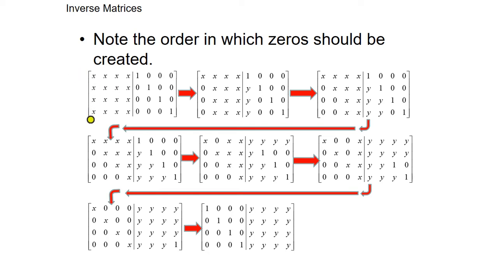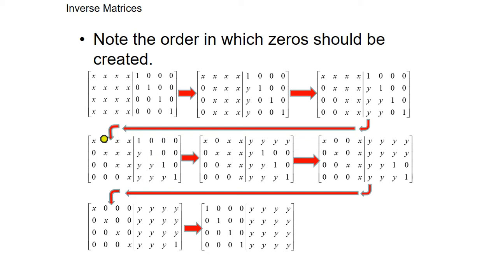We look for zeros in the 3 positions here by subtracting multiples of row 1. Then we look for zeros here in the 2 positions by subtracting multiples of row 2. Then we look for a 0 here by subtracting a multiple of row 3. So you can see we're upper triangular on the left, lower triangular on the right.